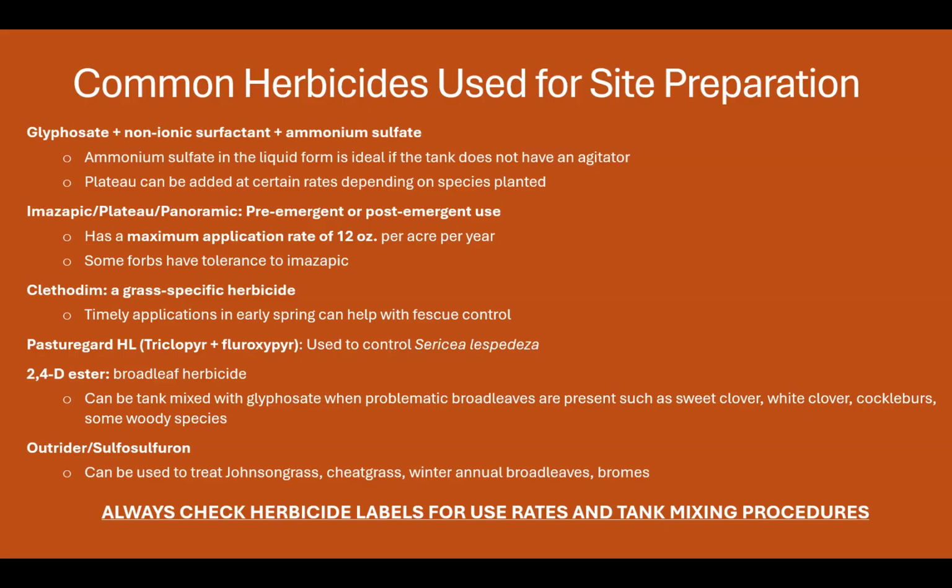I don't typically go for a 2,4-D recommendation, but sometimes it's needed for really hard to control broadleaves such as sweet clover, white clover, cockleburs, and some of the woody species that need to be controlled prior to planting. And then sulfosulfuron or Outrider, that's an effective herbicide for treating Johnson grass, cheatgrass, winter annuals, and some of the bromes.